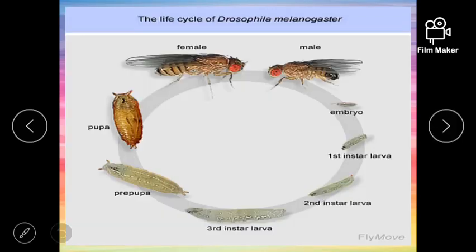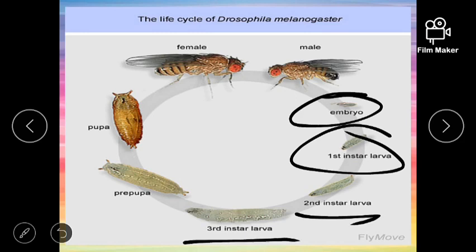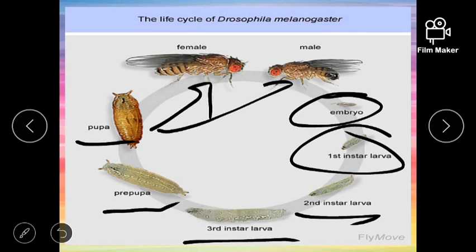As you can see here, the first stage is embryo, second is first instar larva, second instar larva, third instar larva, then pre-pupa, then pupa, and then we will get either female or male.